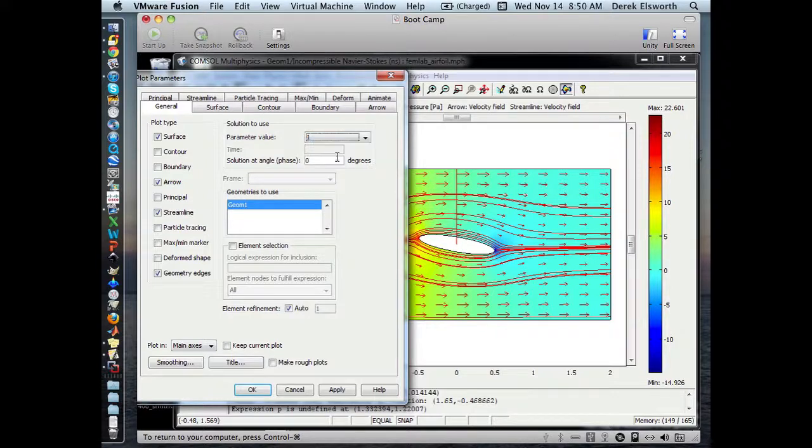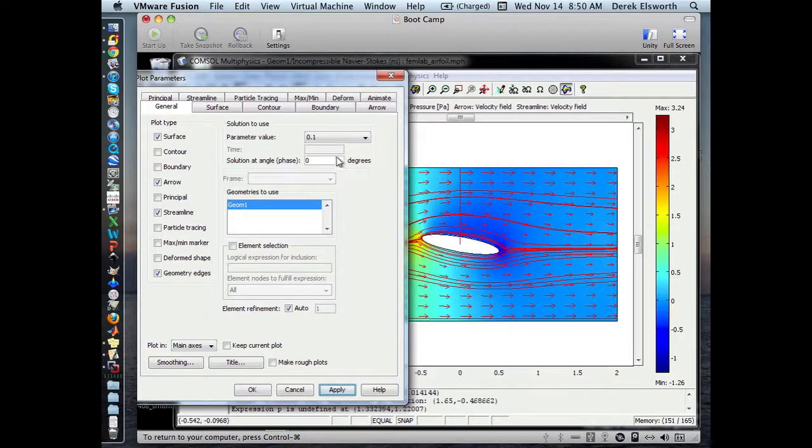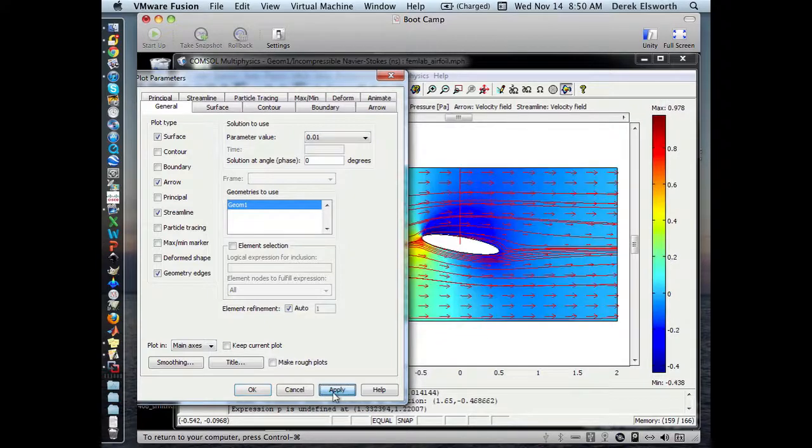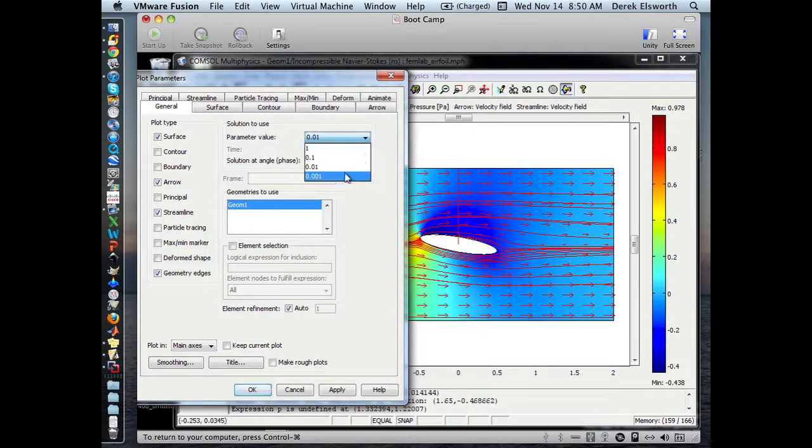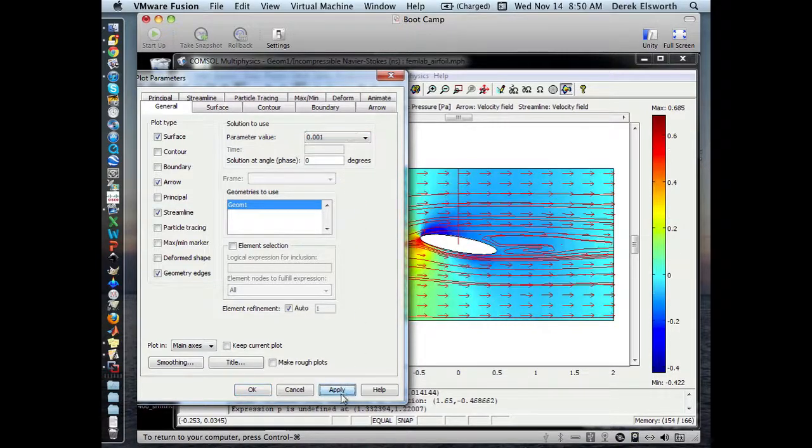So at a Reynolds number of 1, it looks like this. At a Reynolds number of 10, it looks like this. Any difference? At 100, you see some separation occurring here. And in this case, you see these vortices in the back. So these are just 3 snapshots of what the flow fields are at different Reynolds numbers in the system.